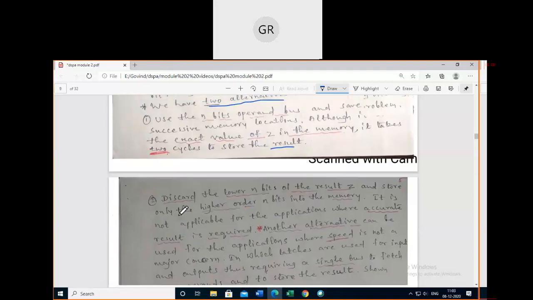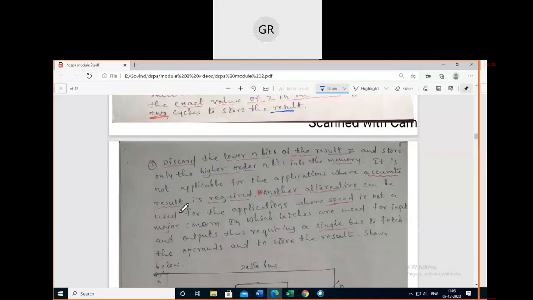And one more possibility is to discard the lower n bits of the result z and store only the higher order n bits into the memory. It is not applicable for the application where an accurate result is required. Where an accurate result is required, discarding the lower n bits is not possible.